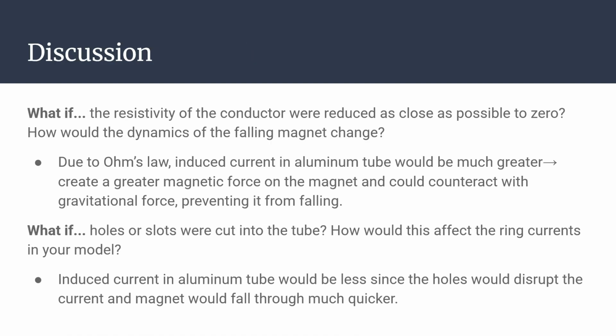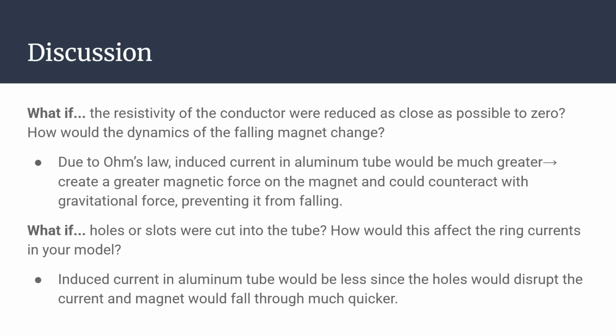So discussion: what if the resistivity of the conductor were reduced as close as possible to 0? How would the dynamics of the falling magnet change? So due to Ohm's law, the induced current in the tube would be much greater, and this would cause a greater magnetic force on the magnet and could counteract the gravitational force, preventing the magnet from even falling.